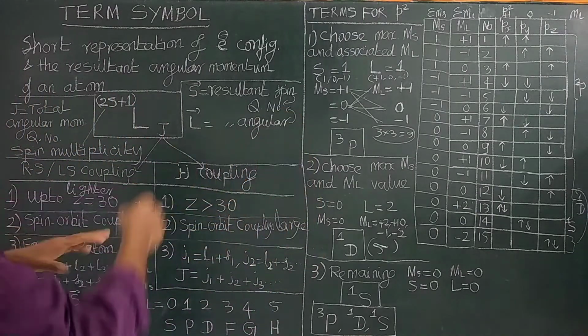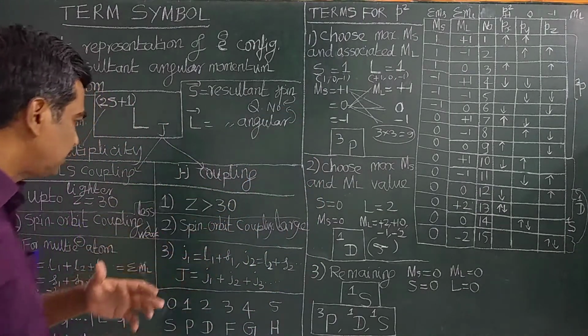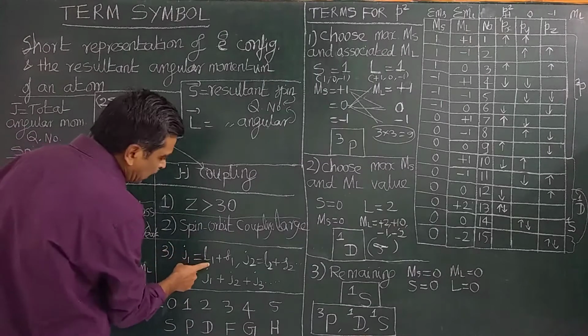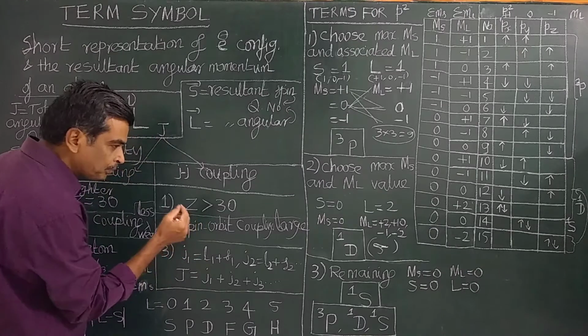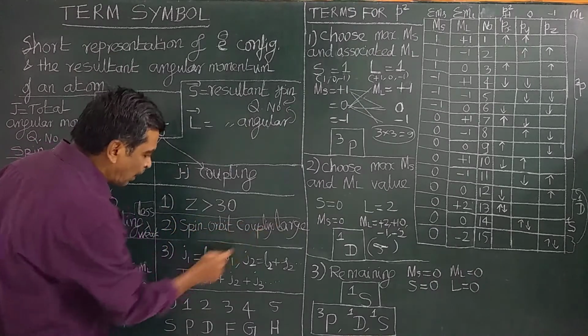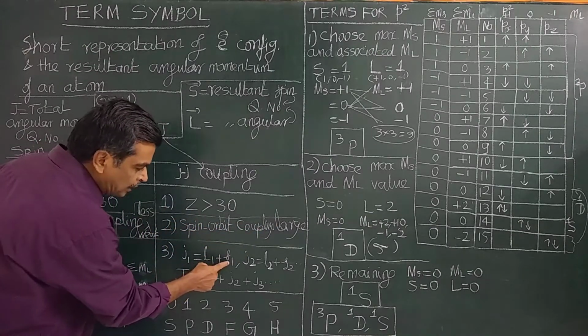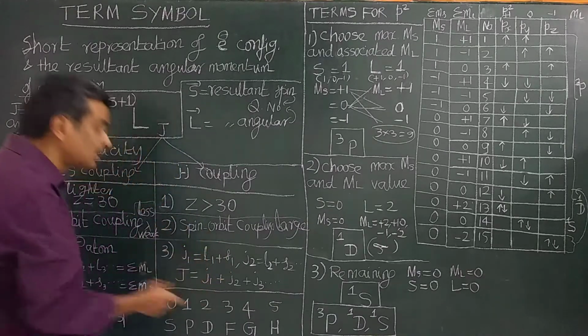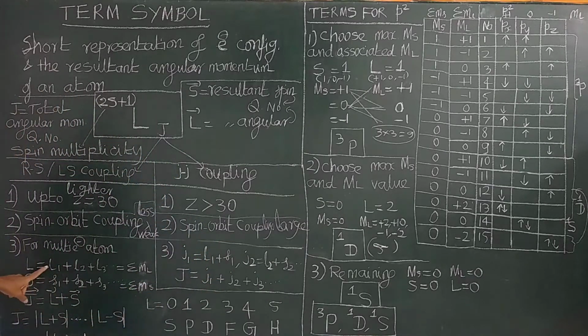In the case of JJ coupling, the spin orbit coupling is large. Therefore, the spin angular momentum of electron 1 couples with its own orbital angular momentum. Here, in LS coupling, it won't couple like that. The orbital angular momentum of one electron couples with that of another electron, because the spin orbit coupling is weak.